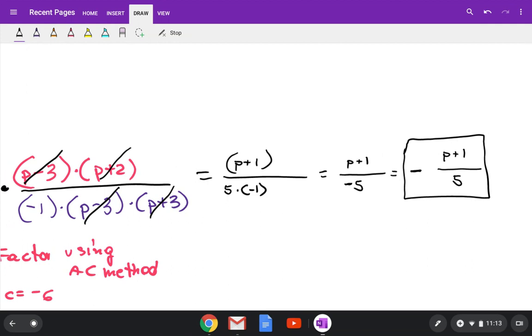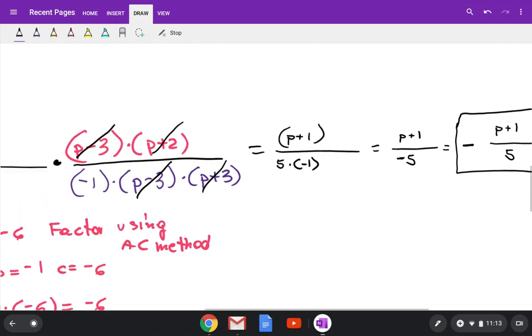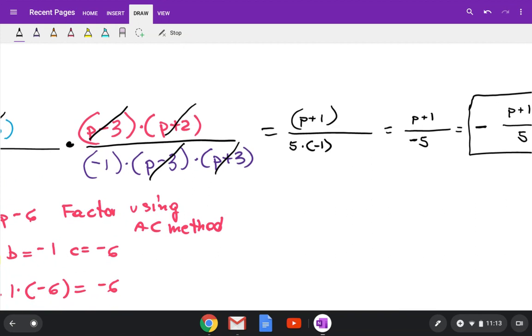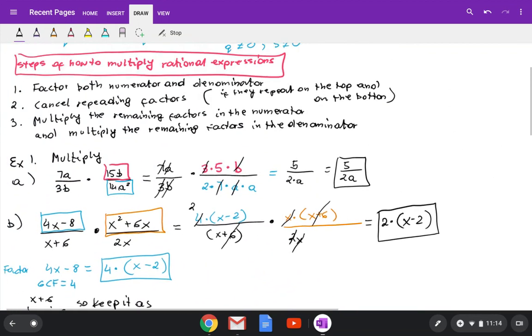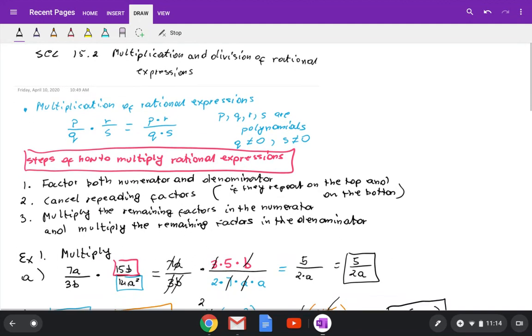Okay, next one will be division. Let me see how long is that video. I think I can continue. Let's see how much. You know what, guys? I will split this into two videos. So I will stop here, and the next video from section 5.2 will explain the steps of how to divide rational expressions.